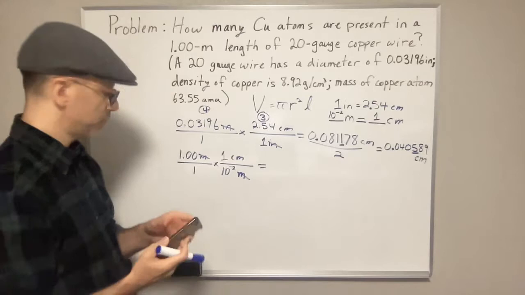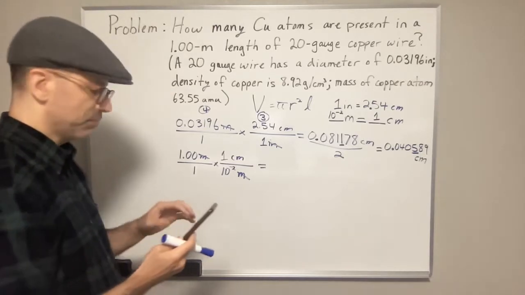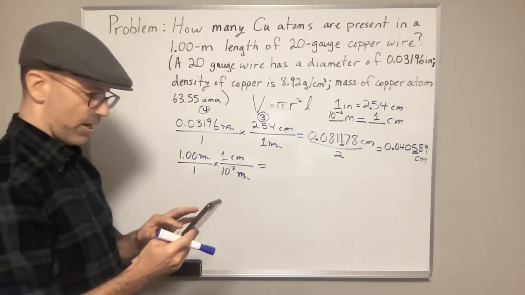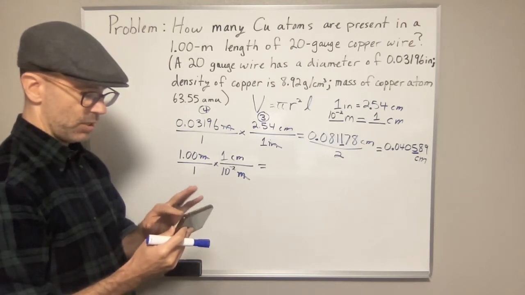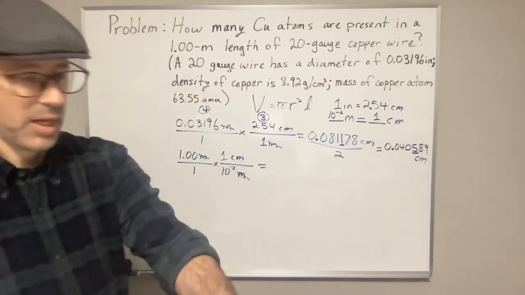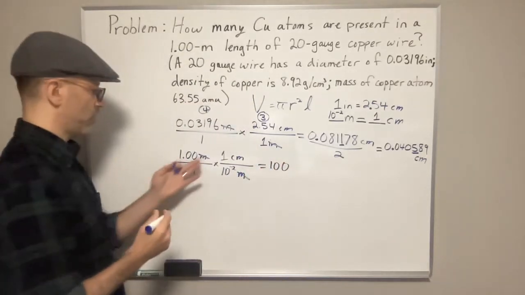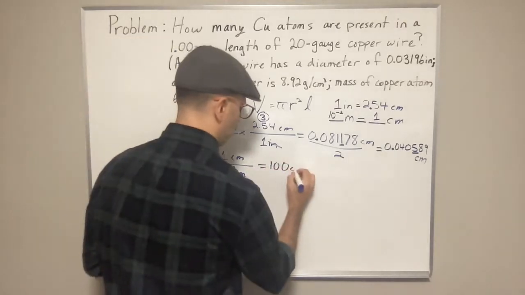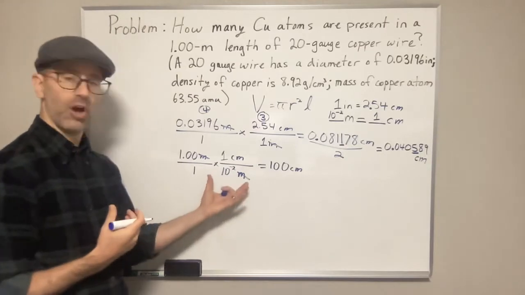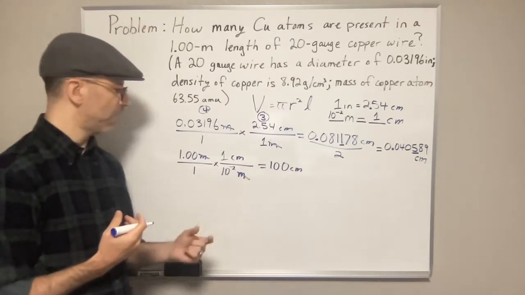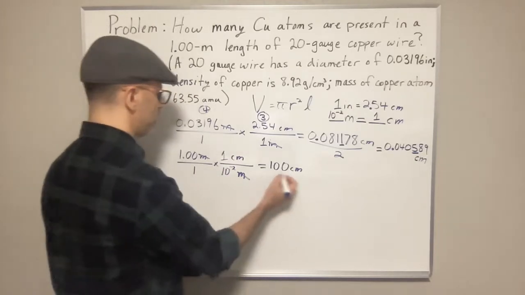And now I can do my calculation. Okay, so here, if I do my calculation, 1 divided by 10 to the -2, and that's going to be 100, which makes sense because 1 meter is equal to 100 centimeters. So you didn't really need to do that. You could probably have done this in your head, but it's nice to always practice our conversion factors and remind ourselves how to set up the conversion factor. So I have 100 centimeters here.